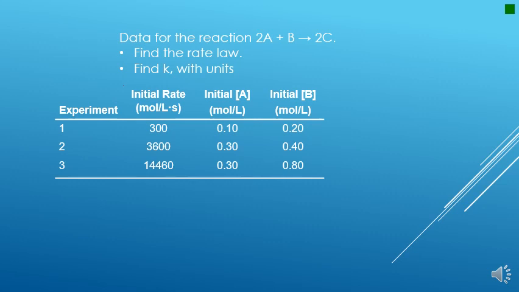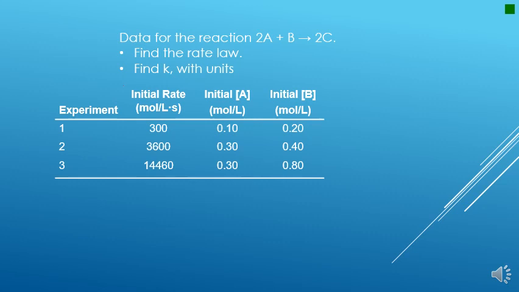Okay, so our last problem is going to be kind of a challenge problem. With this one, you have data for the reaction 2A plus B forms 2C. It asks you to find the rate law and find K with units. When we look at our data table, you'll notice we have a small problem. When we have our initial concentrations of A, I have 2 trials that are held constant. But when we look at B, we have no trials that are held constant.